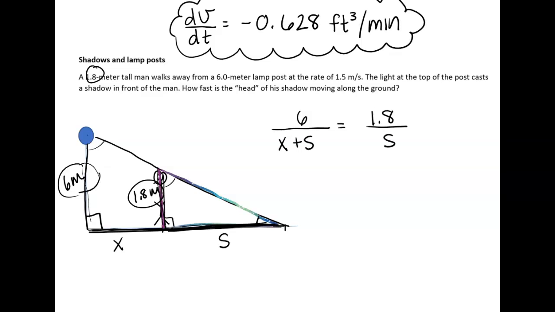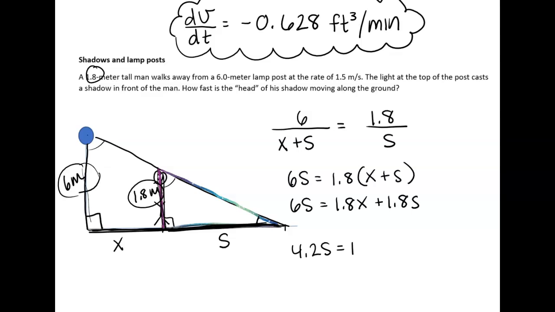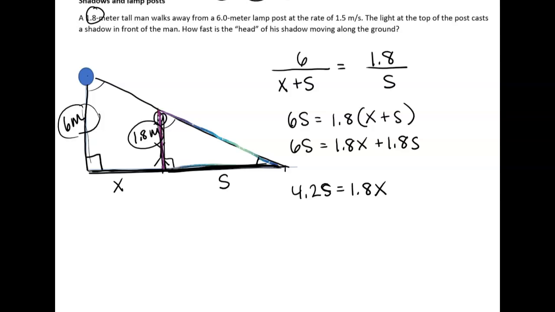Let's cross multiply. So we have 6 times s, which is 6s, equals 1.8 times x plus s. So 6s equals 1.8x plus 1.8s. If I subtract my s's on either side, I end up with 4.2s equals 1.8x. So there's our most simplified equation, and now we differentiate. Sorry, it looks like a 5, it's an s. So we have 4.2 ds/dt equals 1.8 dx/dt. Okay, so now what do we know?